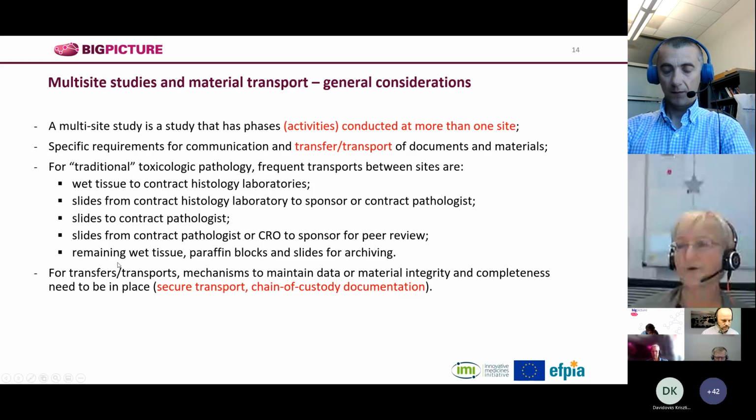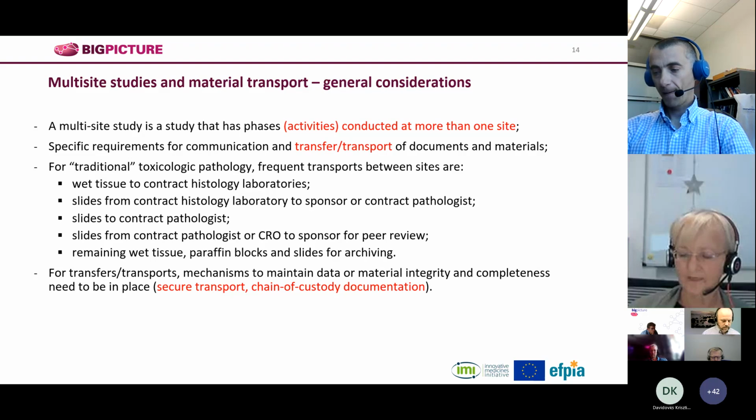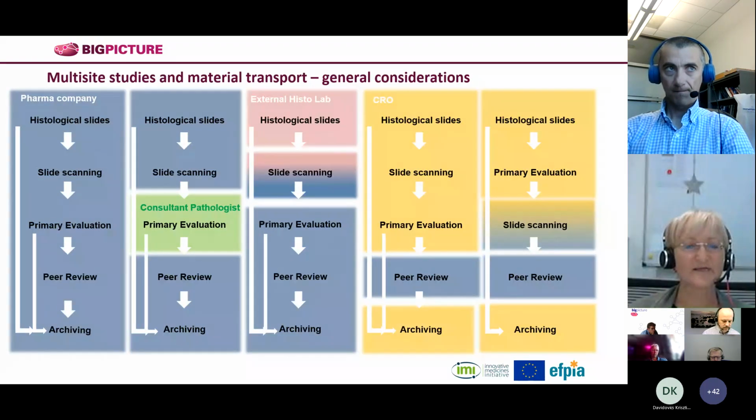For transfers and transports, mechanisms to maintain data or material integrity need to be in place. That means a secure transport has to be ensured, and there needs to be chain of custody documentation in order to prove that what has been dispatched has also arrived and been taken care of. We have a diagram with several possibilities of sending material around, and we found that this is important to show to you because it also shows the advantage that we will have once we can work digitally.